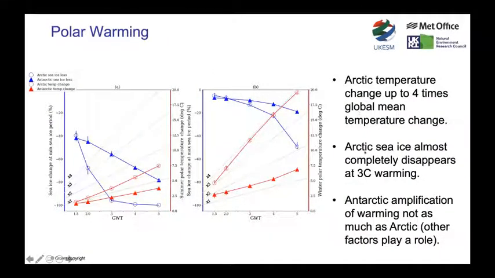This is some analysis we did with polar warming. On the left-hand side is sea ice change at the minimal sea ice period in the Arctic and the Antarctic, respectively.